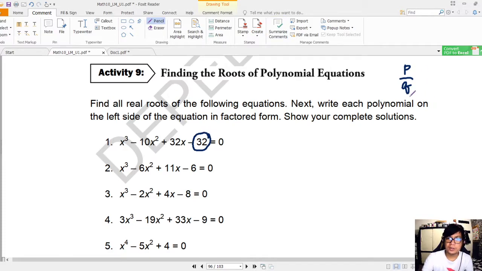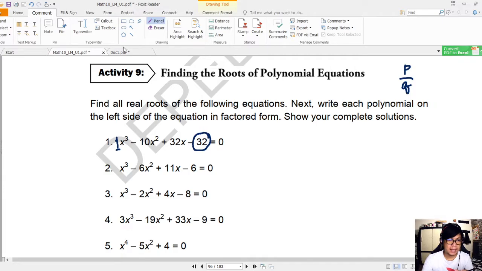Okay, for Q naman, it is the factors of the leading coefficient. The leading coefficient here is, this is the leading term, yung x cubed. Pero yung coefficient ng x cubed is understood, meron yan siyang 1, di ba? So this is the leading coefficient. So let's apply the rational root theorem.